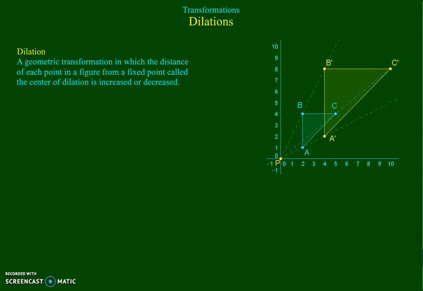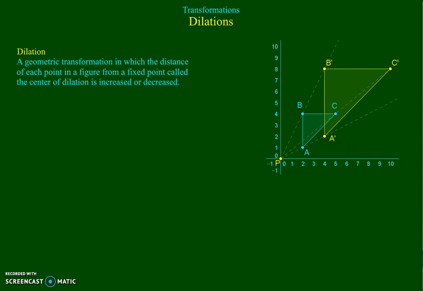This is part 7 of the series Transformations, and in this part we're going to talk about dilations. This is the fourth type of transformation that we've been dealing with. Up to this point we've dealt with congruence transformations: translation, reflection, and rotation.